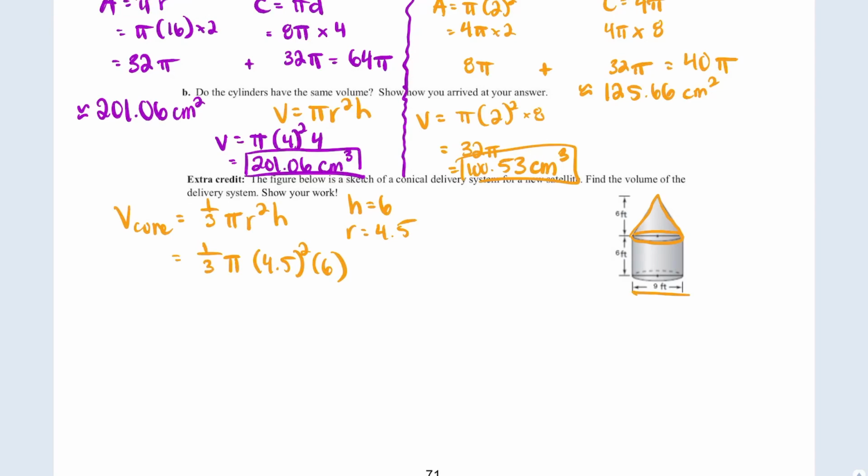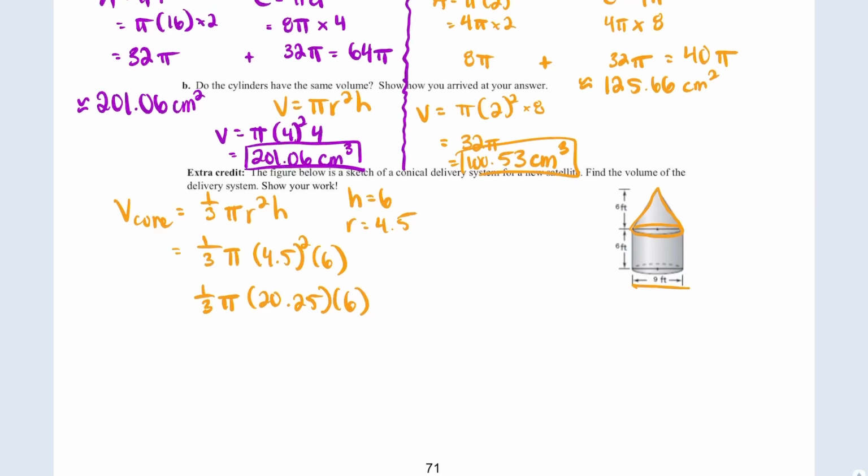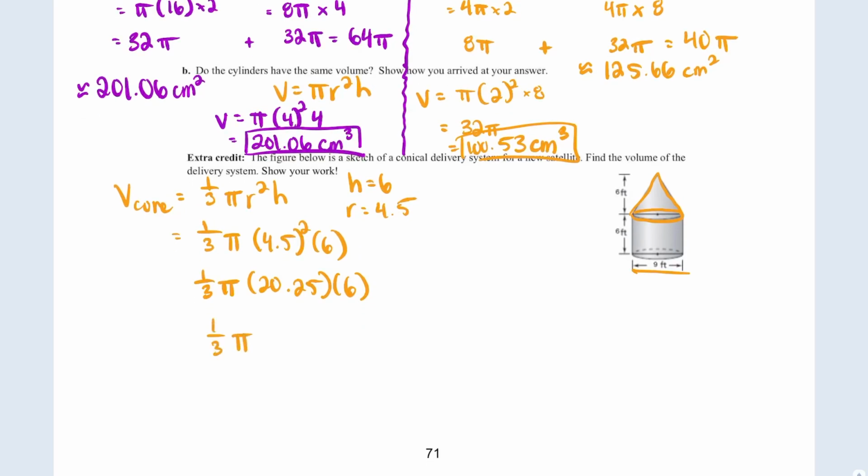4.5 squared, right? It helps to kind of write out these steps here. So 20.25, and then we're going to multiply it by 6. So now I'm at 1/3 times pi times 121.5. Okay, so I'm going to do 121.5, multiply that by pi, and then to multiply by 1/3, which is the same as dividing by 3. So the volume of the cone is approximately 127.23 cubic feet.